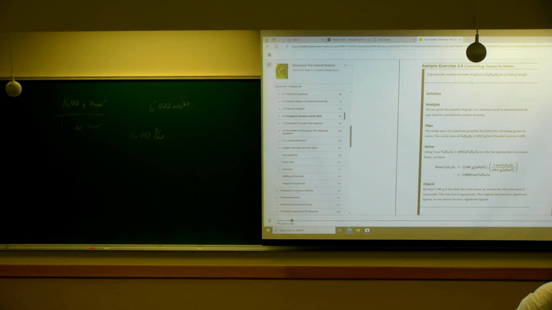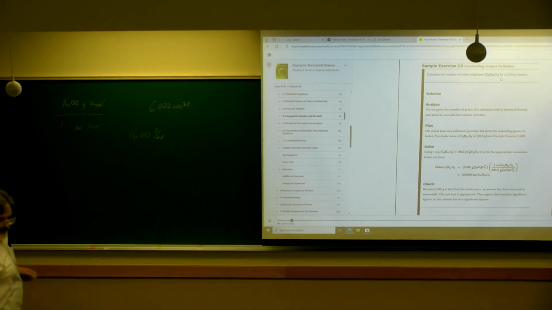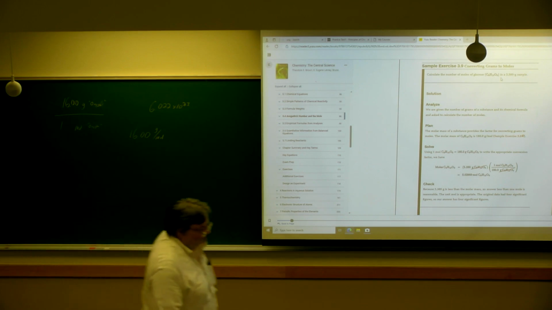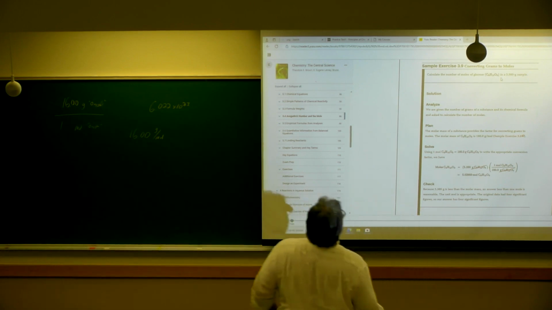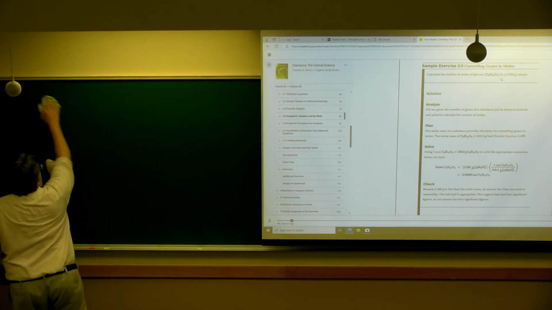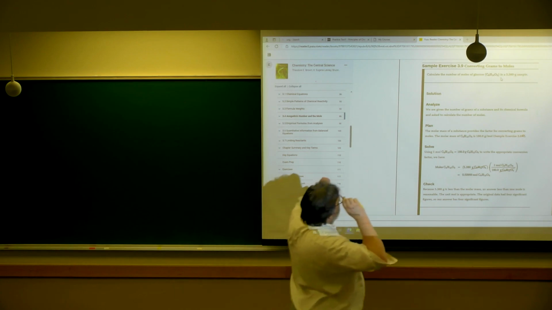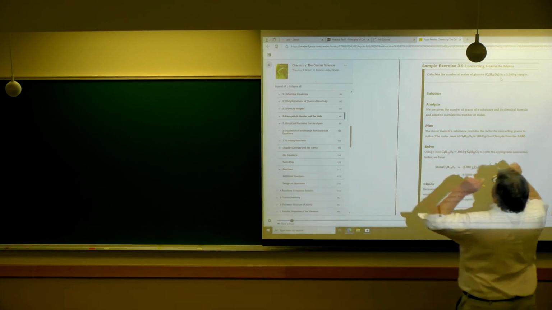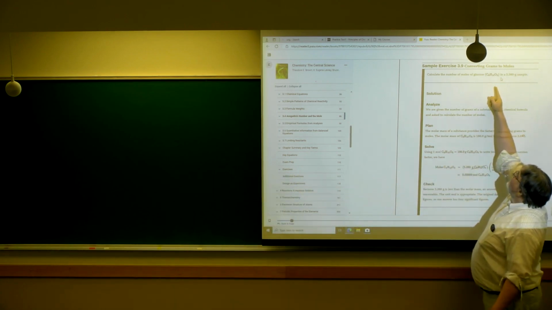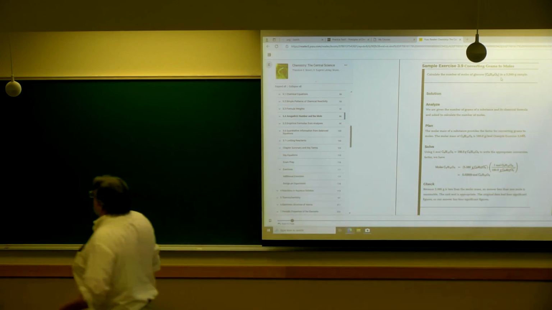All right, calculate the number of moles. This is the type of question I want y'all to be able to answer. Calculate the number of moles of glucose in that many grams. We have to do something before we can answer this. We have to do this first.